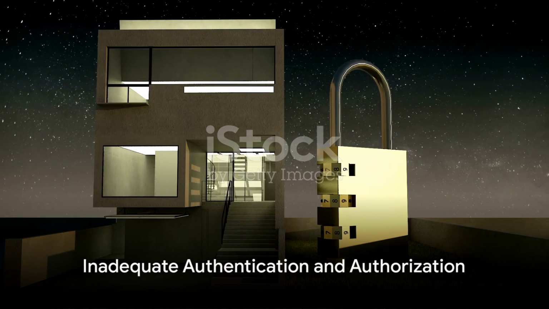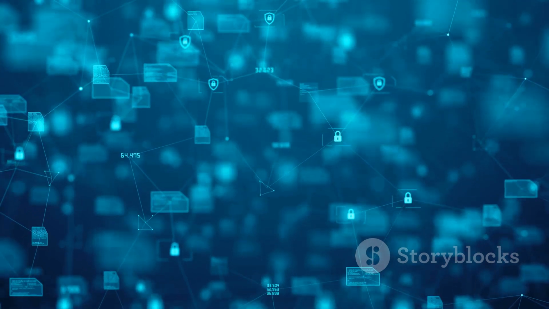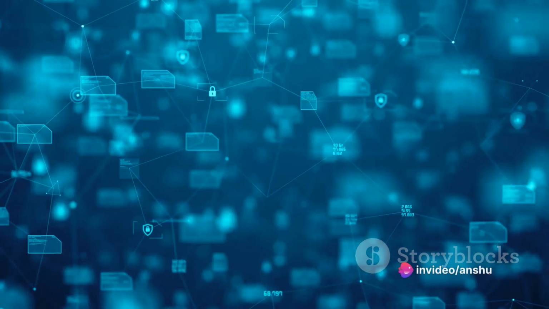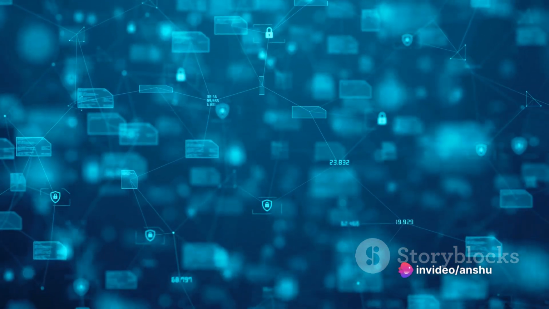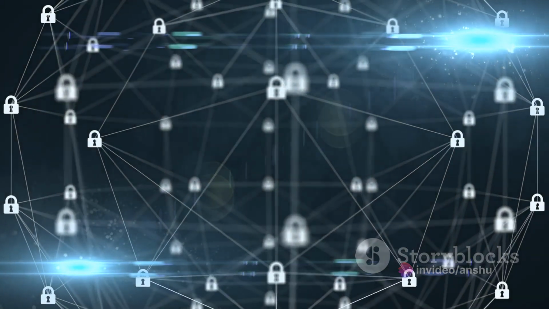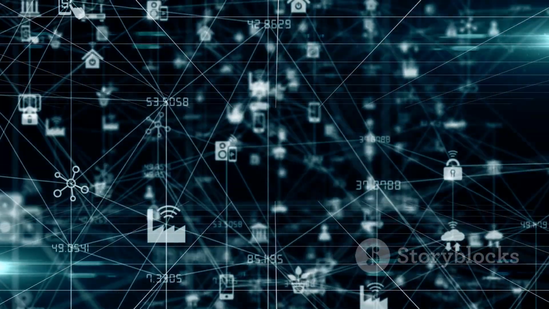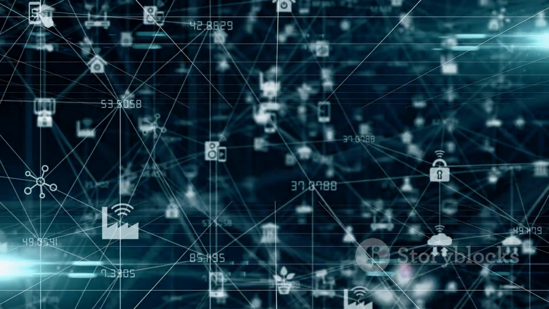The third concern is inadequate authentication and authorization. Weak authentication mechanisms may lead to unauthorized access to IoT devices and their data. To prevent this, we must implement robust authentication and authorization processes, including secure methods for device identification and user authentication.